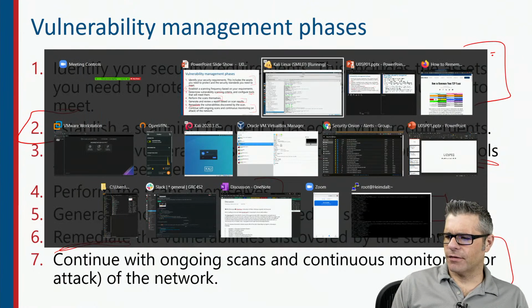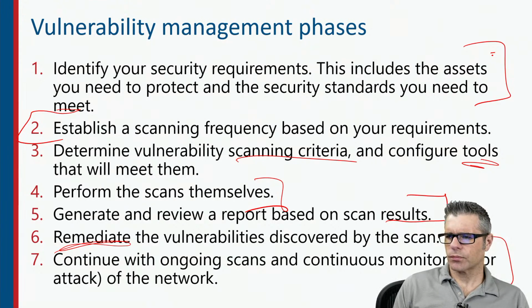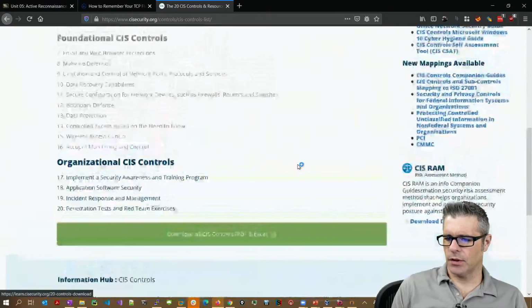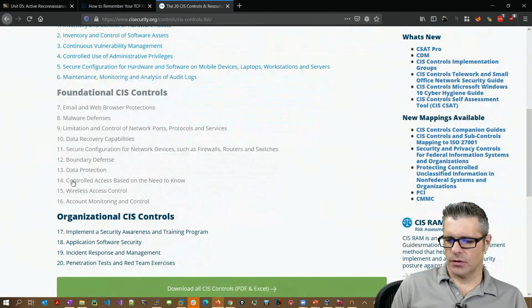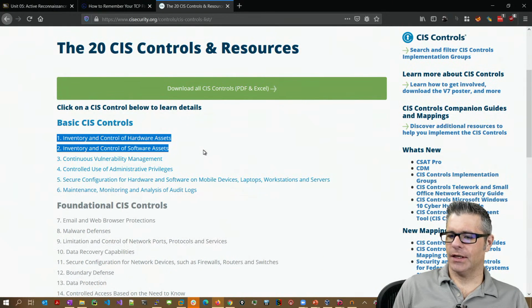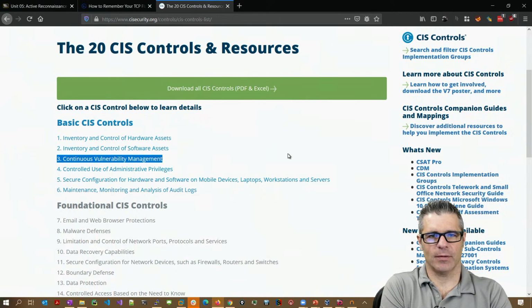And I'm pretty sure I've done the top 20 CIS controls with you guys. But if you're working with an organization that is a blue team, notice that penetration testing and incident response is the last thing on this list, and they begin with things like inventory, and then step 3 here is the continuous vulnerability management that we're talking about right now.